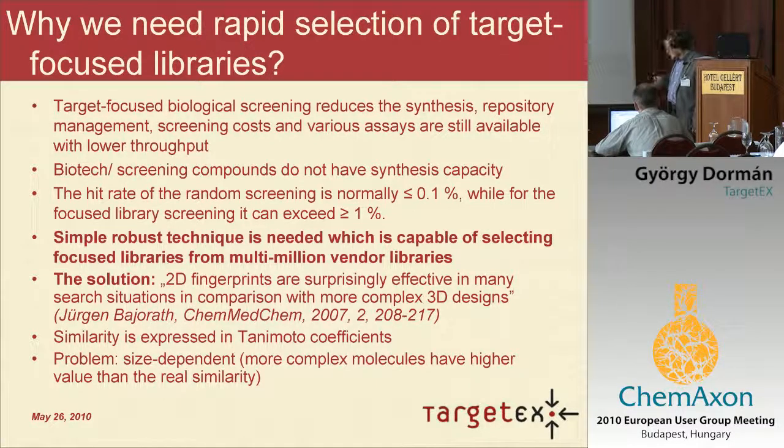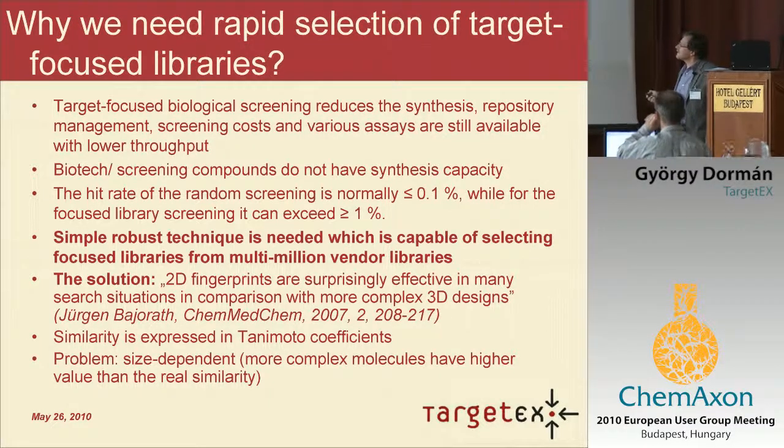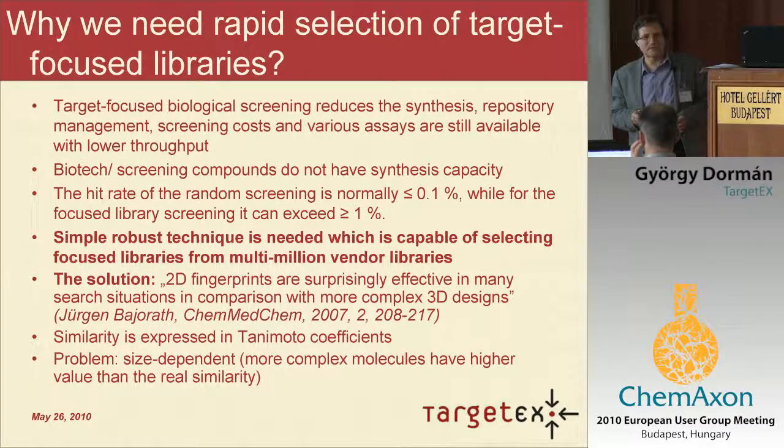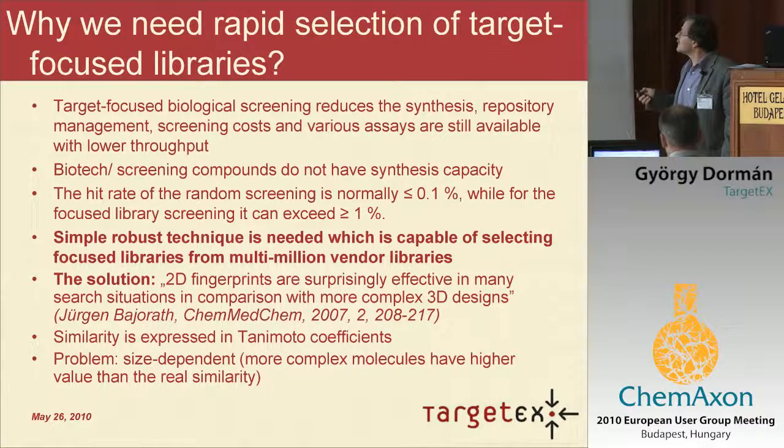First of all, this is cheap. The second one, there are lots of companies that don't have synthesis capacity. It's also very important. The third one is random screening, which normally provides very low hit rate, but with focused library screening, we can exceed 1% hit rate in a particular case. So we need a simple, robust technique to perform a similarity-based search, selecting focused libraries from multi-million vendor libraries.